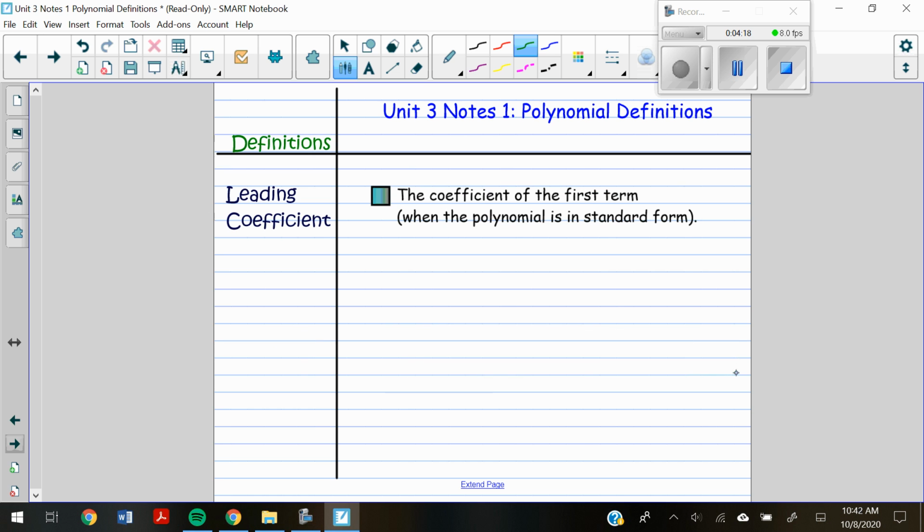And then the last definition we have is leading coefficient. This is the coefficient of the very first term, but the kicker is it has to be when the polynomial is in standard form. Again, we're going to see this when we do our next problems. I can't say it enough: I hope you guys were pausing and writing down those definitions. If we're walking around and talking about it, I or Mr. Hatch will be seeing those definitions written on your note sheets.